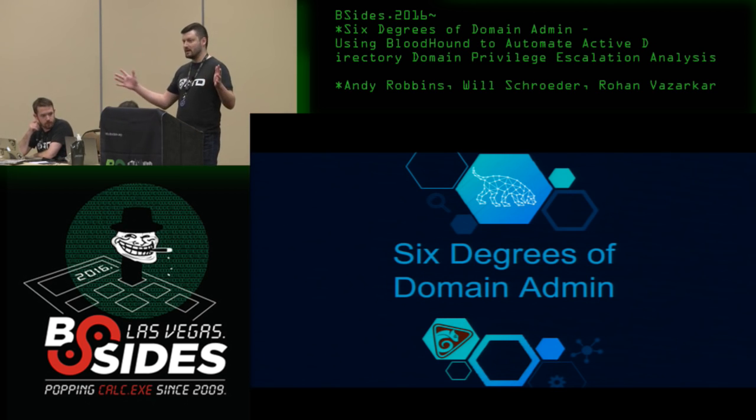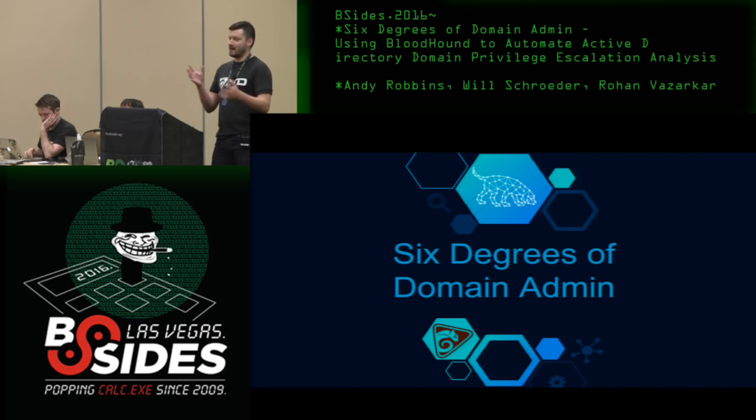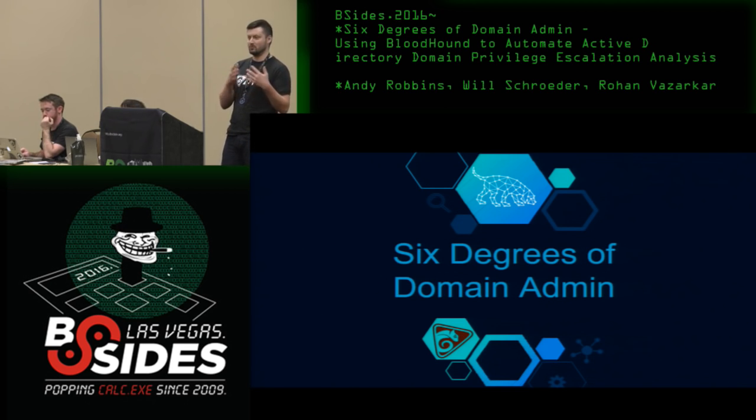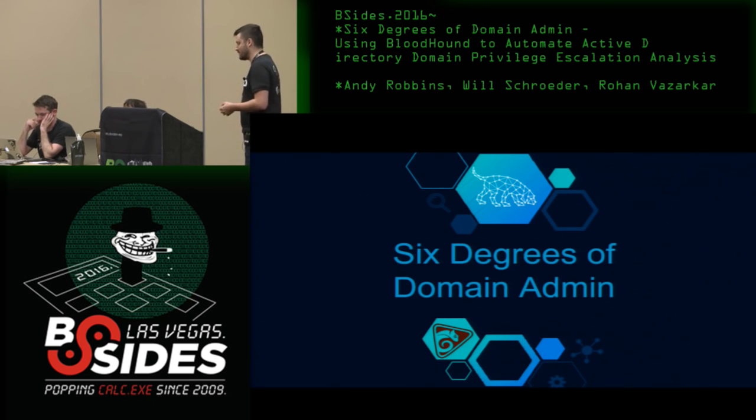All right, welcome everybody. The title of our talk is 6 Degrees of Domain Admin. If you're not familiar with what this reference is, there's this thing called 6 Degrees of Kevin Bacon, where you can take any actor, any movie, and in 6 degrees of separation, you can more than likely connect that person or movie or director or whoever to Kevin Bacon. So we've taken that same concept and we've applied it to Active Directory privilege escalation, and we're super excited to talk about it.